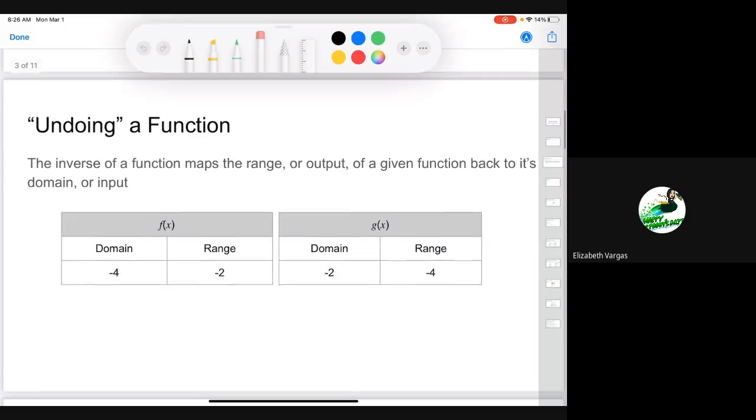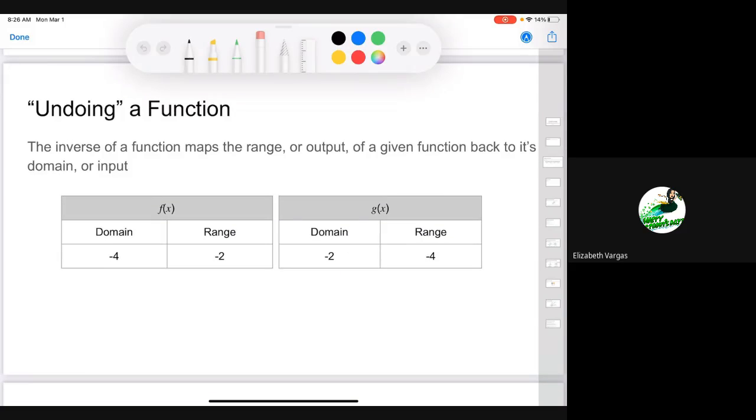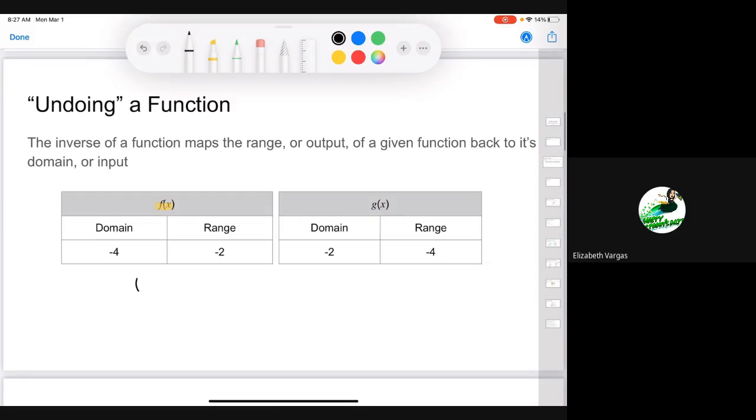So what does this look like? Well, it basically looks like the inverse of the function mapping the range, or output, of a given function to its domain, or input. So let's say we start with this function right here. This function is f(x). We notice that the domain is -4 and the range is 2. More specifically, we can write this in coordinate form, which looks like this: (-4, -2).